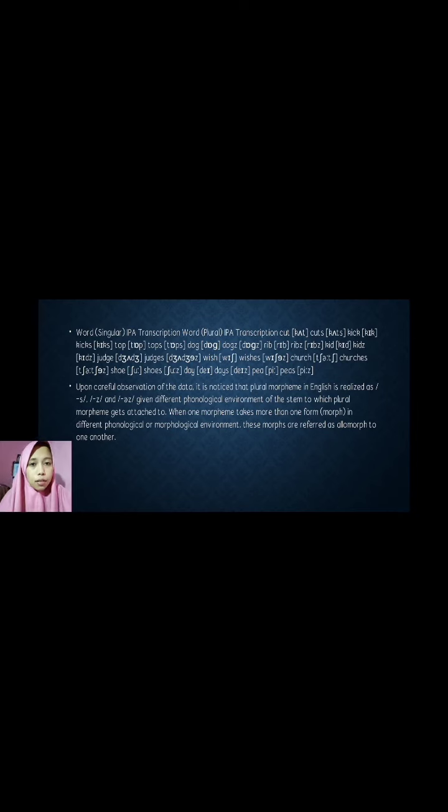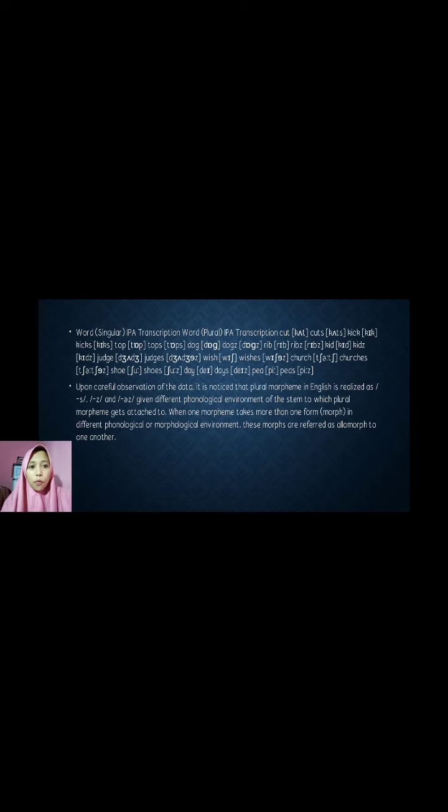and shoe, shoes, day, days, and so on. Upon careful observation of the data, it is noticed that the plural morpheme in English is realized in different forms given the different phonological environment of the stem to which the plural morpheme gets attached.